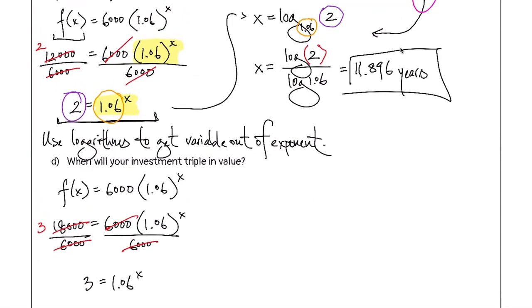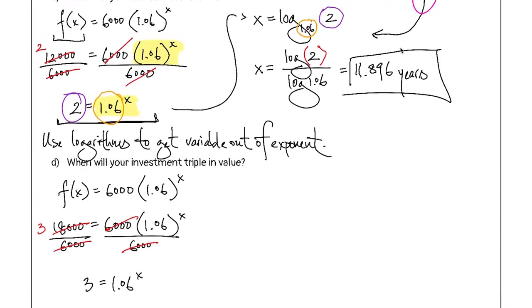So same kind of problem, different numbers, right? That's what he was talking about. What changes? Just the number. But what stays the same? The process stays the same, okay? So at this point, we're going to use logarithms to get the variable out of the exponent. So how can we write x like we did over here?